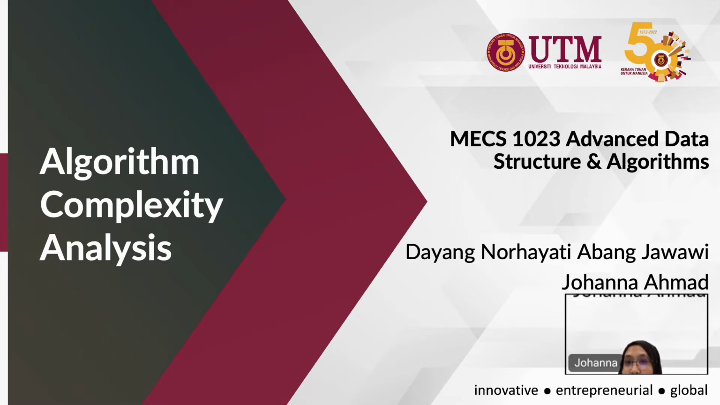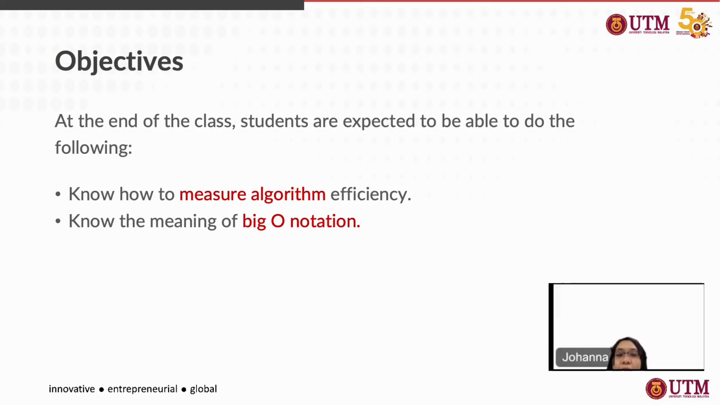So today I'm going to explain the second topic in advanced data structure and algorithm, which is algorithm complexity analysis. These are the objectives of this topic. At the end of the class, we hope that all the students know how to measure the algorithm efficiency and know the meaning of the big O notation.